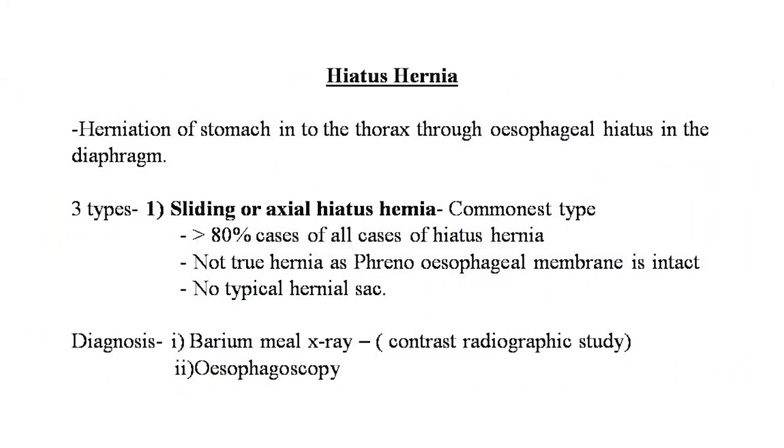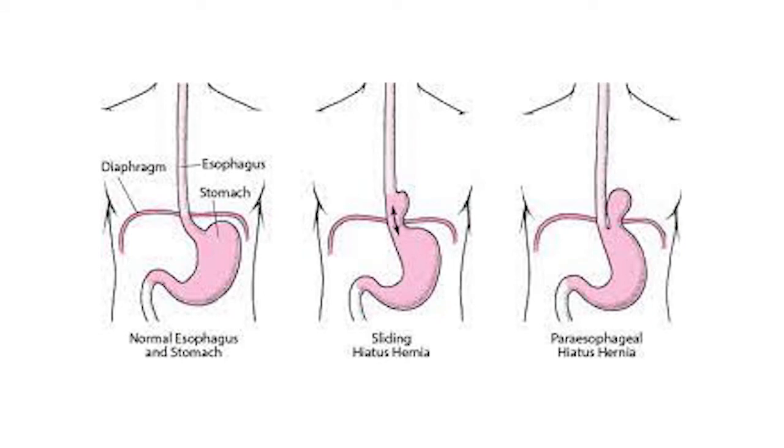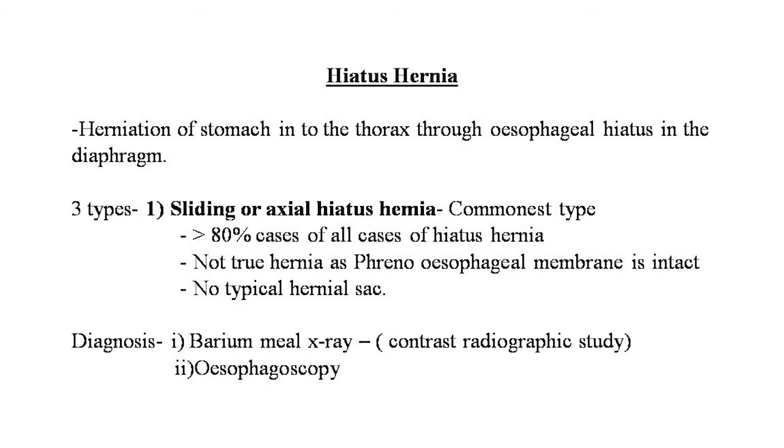One is sliding or axial hiatus hernia. This is the commonest type. It is seen in more than 80% of all cases of hiatus hernia of esophagus. Not a true hernia as the phrenoesophageal membrane is intact. This is not a typical hernial sac. In this sliding hiatus hernia of the esophagus, there is no hernial sac.